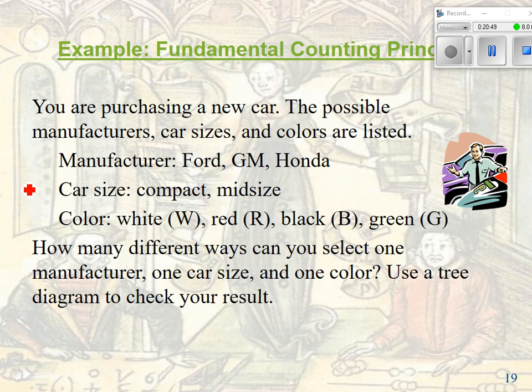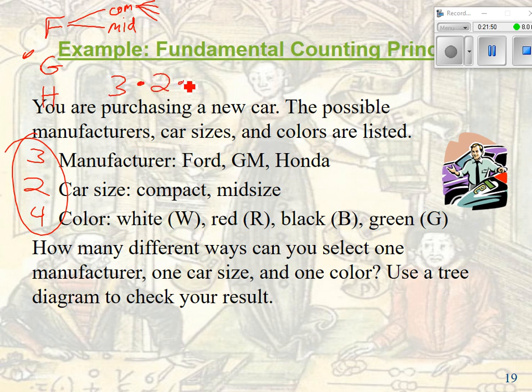You're purchasing a car, the possible manufacturers, car sizes and colors are listed. So how many choices do we have for manufacturers? How many for car sizes? And how many different colors? 4. So all we're going to do is take those. Instead of listing them all out and making some big tree diagram where we go Ford, GM, Honda, and then saying, okay, from Ford we could pick compact or mid-size, and then for compact we have 4 different colors and making all 4 branches off of it, and then finding that whole list to find the total of possible outcomes, we can just take these numbers and do 3 times 2 times 4. And you get 24. There's going to be 24 possible outcomes.